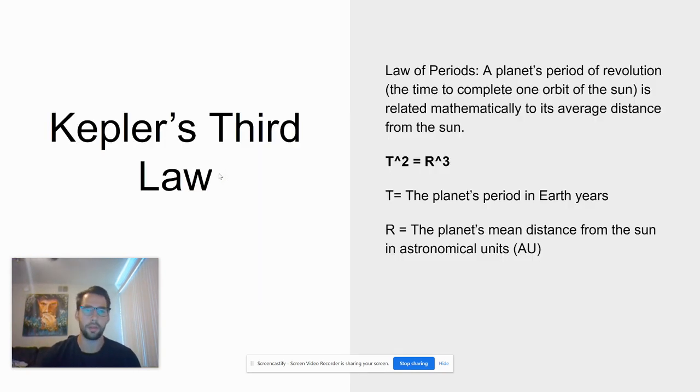And then we have Kepler's third law, the law of periods. A planet's period of revolution, so the time it takes to complete one orbit around the sun, is related mathematically to its average distance from the sun. And that equation is going to be T squared, T being the period of the planet, equals R to the third. R is the planet's mean distance from the sun in astronomical units, or AU.